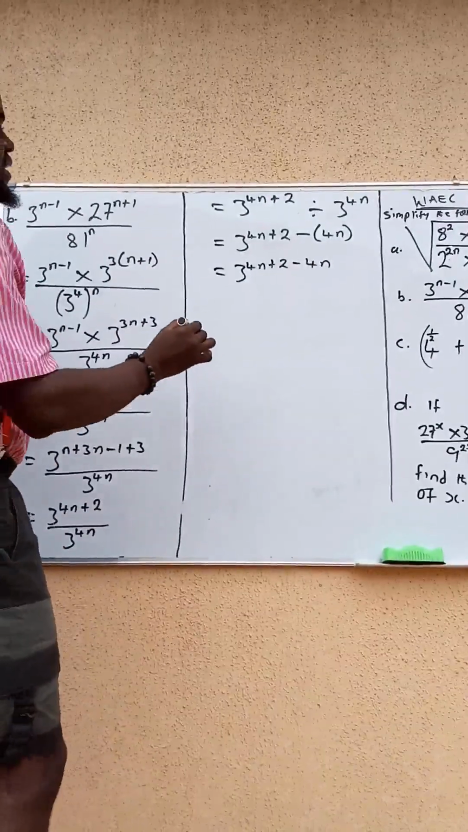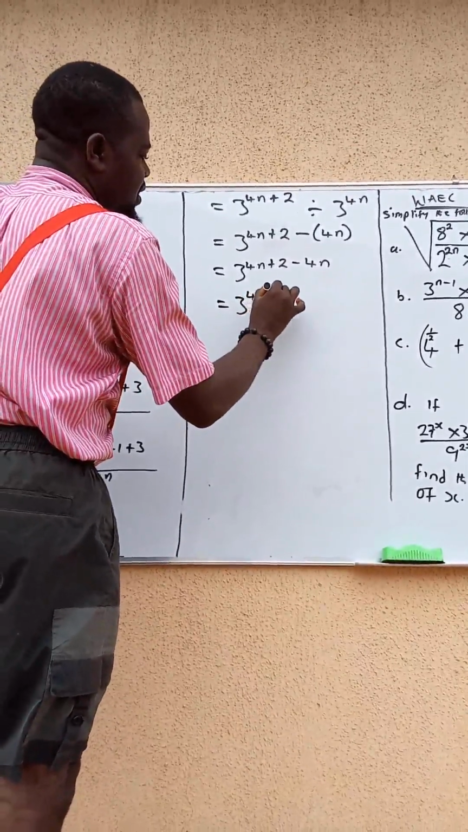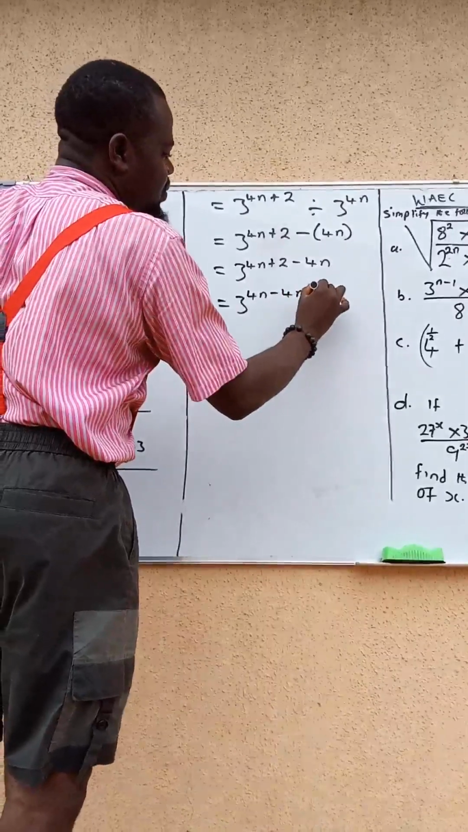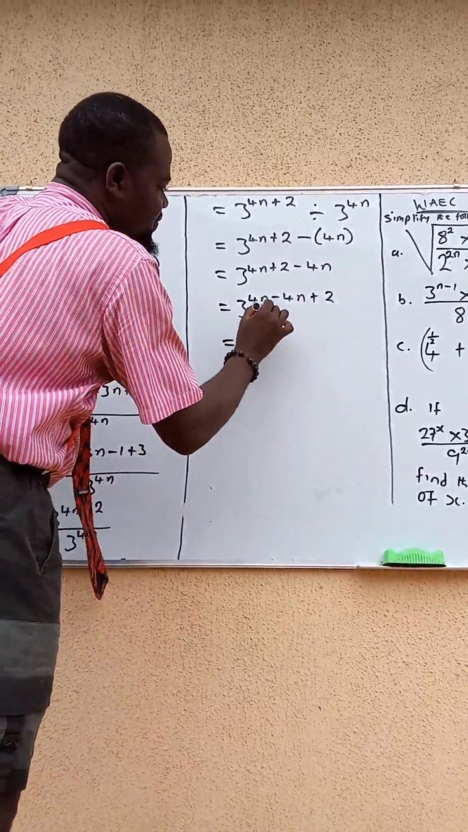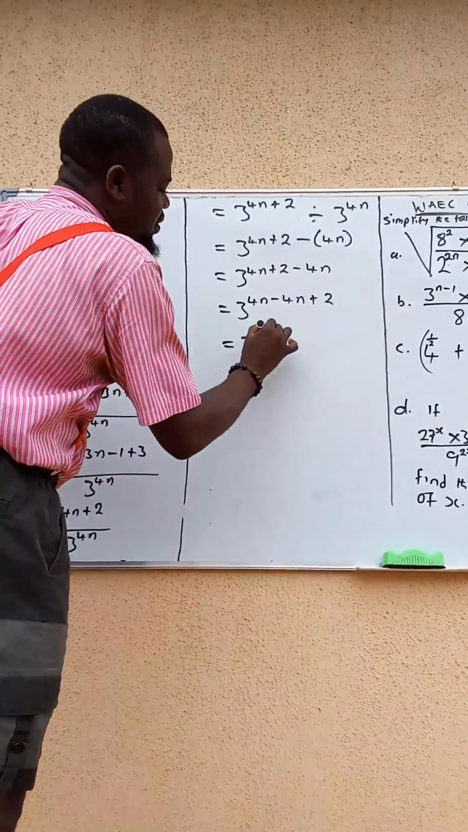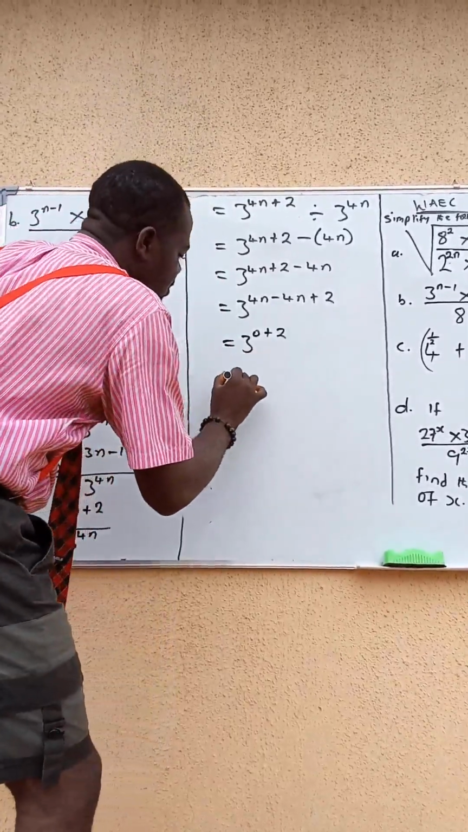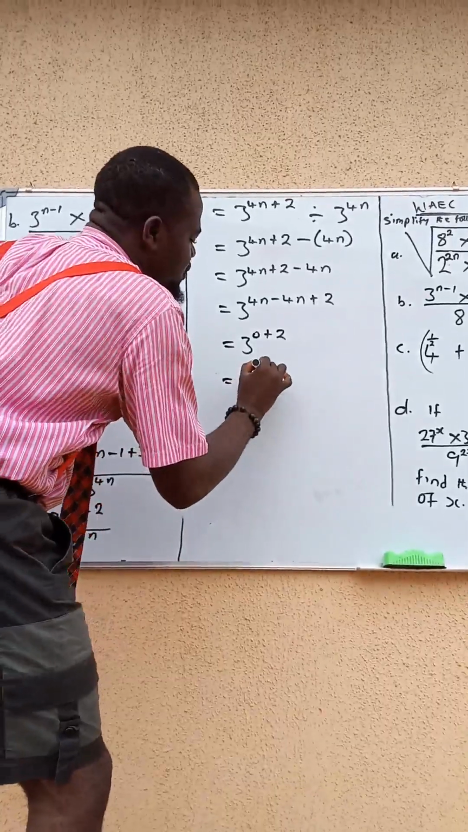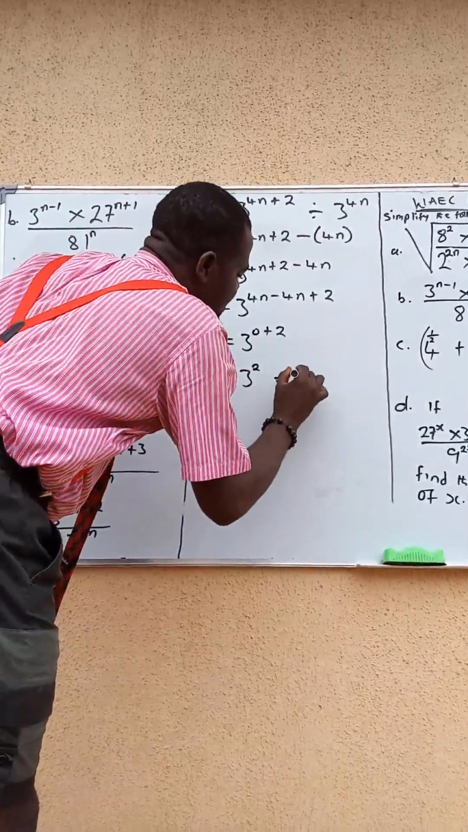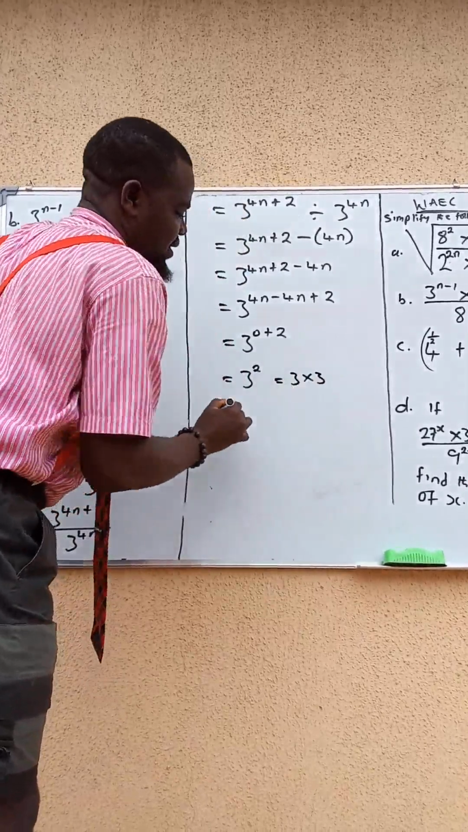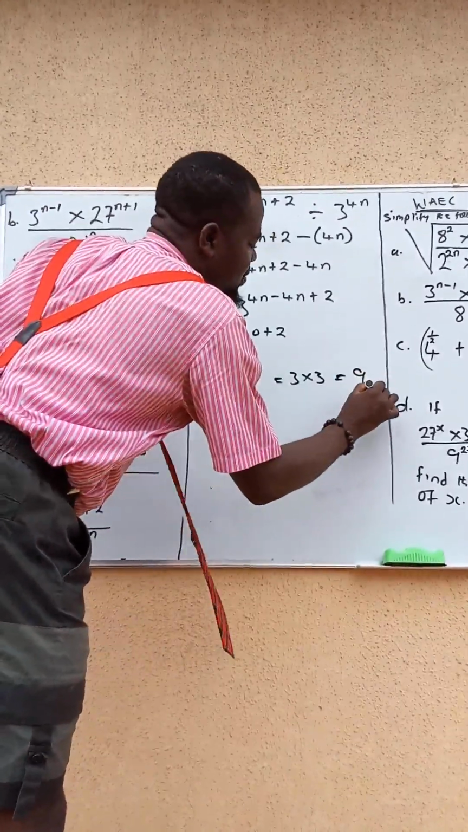So let me collect like terms. This is simply 3 raised to the power of 4n minus 4n plus 2, which is the same thing as 3 raised to the power of 0 plus 2, since 4n minus 4n is 0. 0 plus 2 is the same thing as 2. So 3 raised to the power of 2, which is the same thing as 3 times 3. And 3 times 3 is equal to what? 9. So that is the final answer.